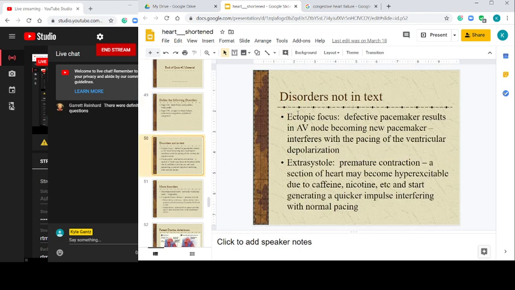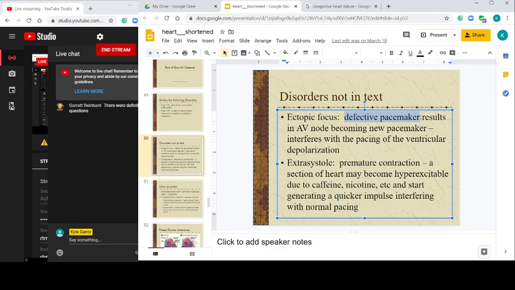So here are some other disorders that we're going to talk about. An ectopic focus is a defective pacemaker, and it results in the AV node becoming the new pacemaker, and interferes with pacing of the ventricular depolarization. Let's just read it one more time, and I'll go up to the diagram. So a defective pacemaker, right? And which node does that?